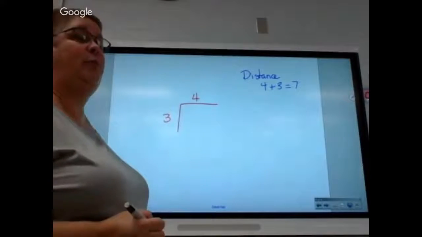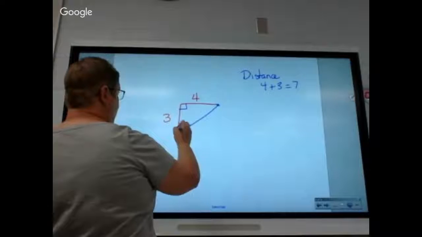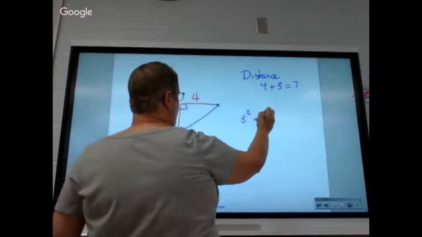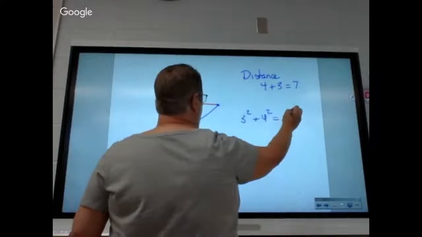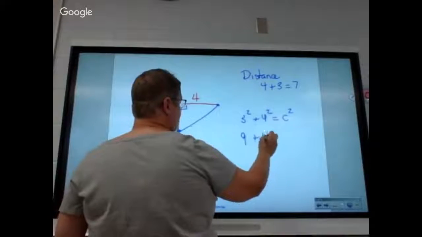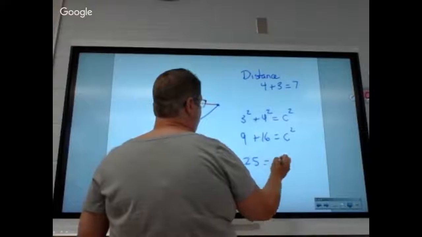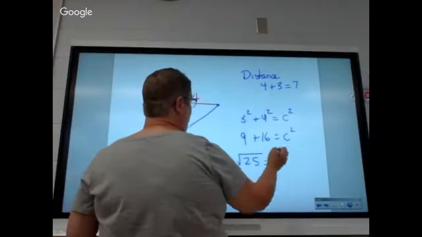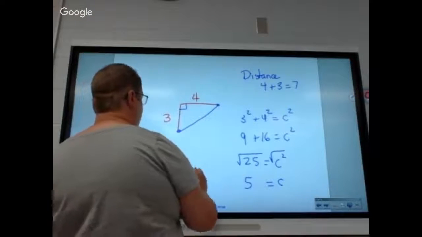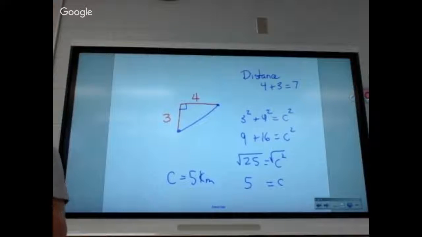Now, to find displacement, we've got to do that Pythagorean theorem, right triangle stuff, right? So 3 squared plus 4 squared equals c squared. 9 plus 16 is 25, equals c squared. What's the square root of 25? 5. So c is 5 kilometers, however you want to say it. Either one would be correct.